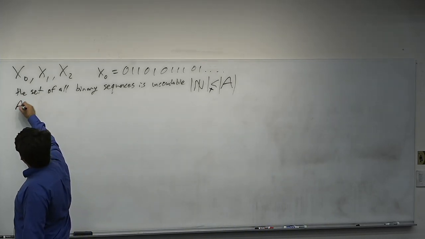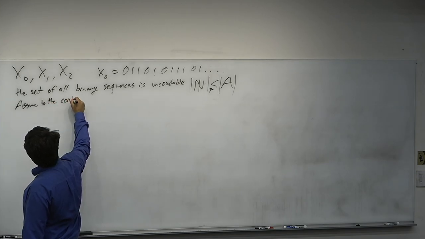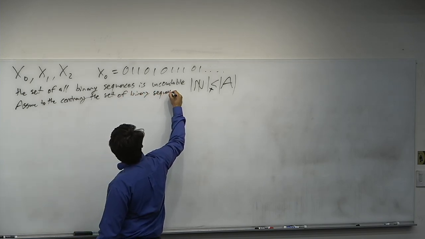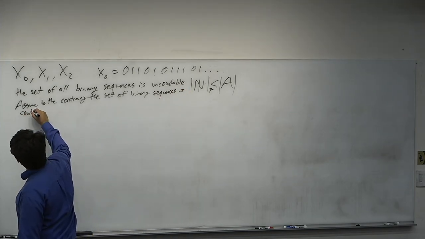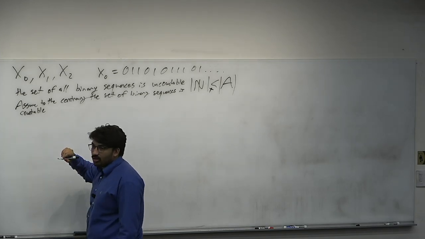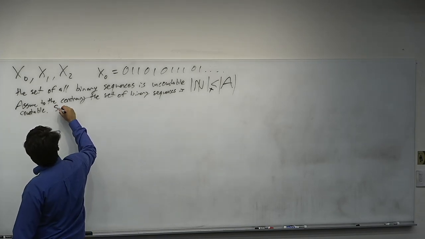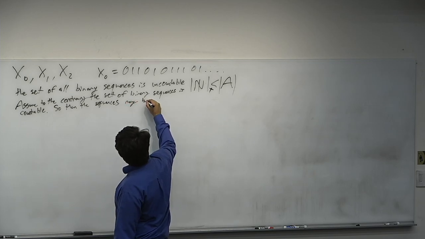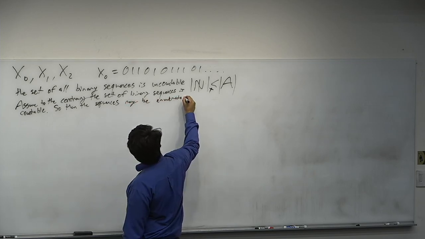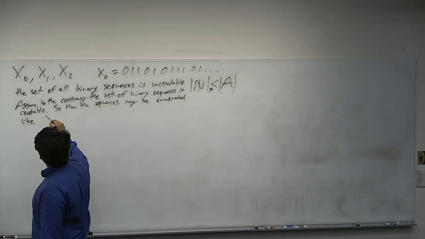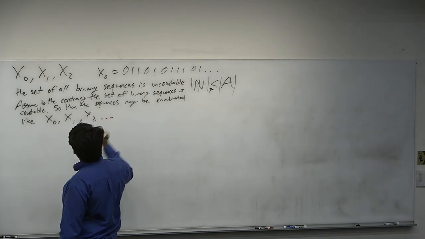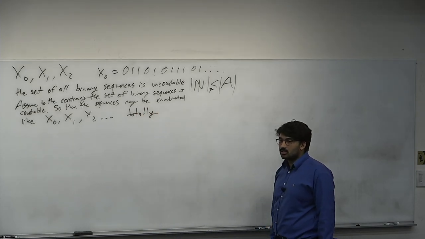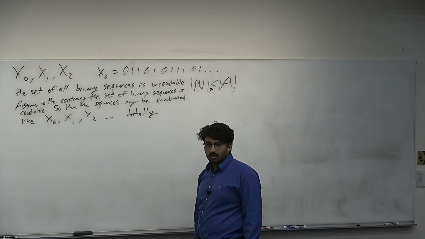Proof: assume to the contrary that the set of binary sequences is countably infinite. I'll say even countable, because it's certainly infinite. You can create infinitely many sequences. So then the sequences may be enumerated like x0, x1, x2, such that each sequence appears in this ordering exactly once. Every binary sequence appears in the ordering once and only once. No sequence is missed. No sequence appears twice.